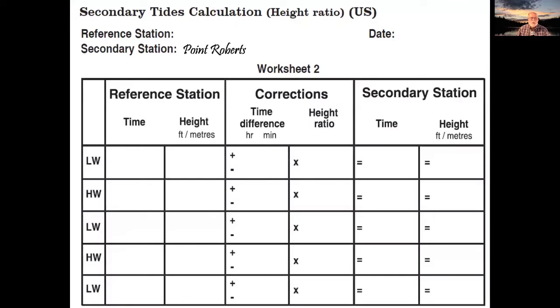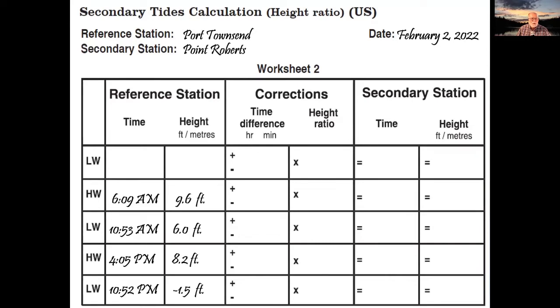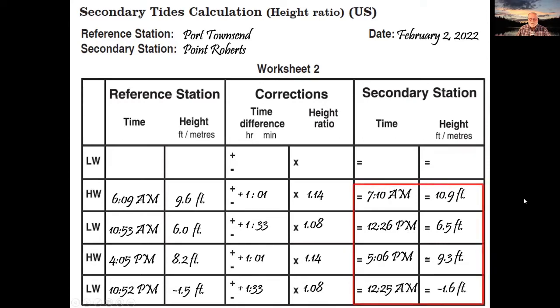Then we simply go to our worksheet for the 2nd of February, 2022, and we put in the information from Port Townsend, high water, low water, etc. We then put in the corrections and note that the height ratio, it is a multiplication this time, not an addition. Then we simply do the math again. So we add 1 hour and 1 minute to 6:09 a.m. and we multiply 9.6 feet by 1.14, and the answer is here. And this is your daily tide table for Point Roberts.